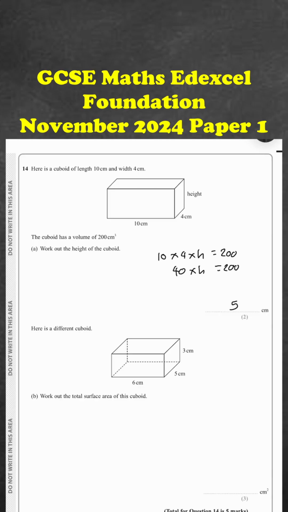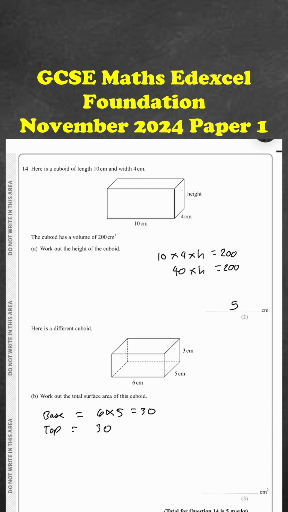Here is a different cuboid. Work out the total surface area of this cuboid. So what we'll need to do first, if we do the surface area of the base, I will just put base equals 6 times 5 is 30. That's also going to be the surface area of the top.